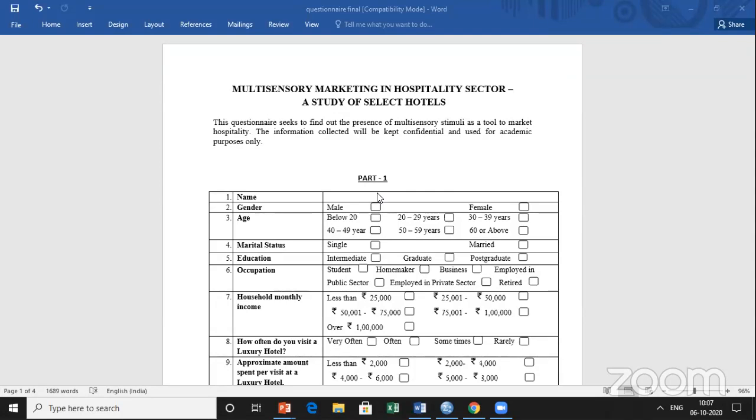Then age is there: below 20, then 20 to 29, and 30 to 39, etc. Here the age groups are categorized. One disadvantage in this particular case is that actual age would have been a much better option than the categorization. If you have the actual age, you can always categorize your collected data. So that is the disadvantage of this particular questionnaire, right? Then marital status is single and married, and education is intermediate, graduate, and postgraduate. Then occupation is student, homemaker, business, employed in public sector, etc.